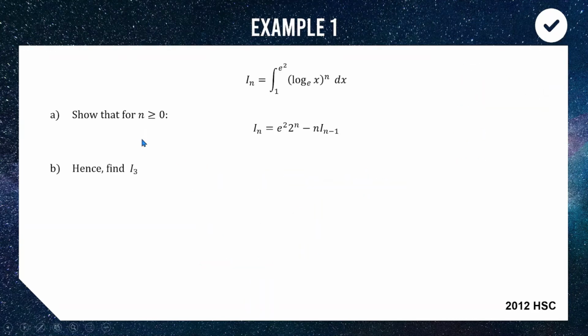Now the good news about these questions is that often if you can't do part A, which is often the challenging part, there's nothing stopping you from using this formula and continuing on with part B. Okay, so just because you can't derive this formula, you can still use it and get some marks from the question.